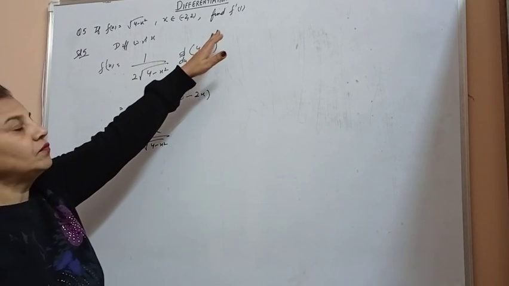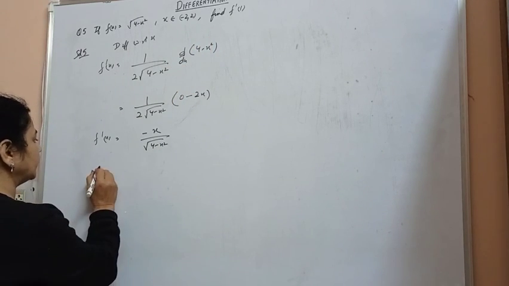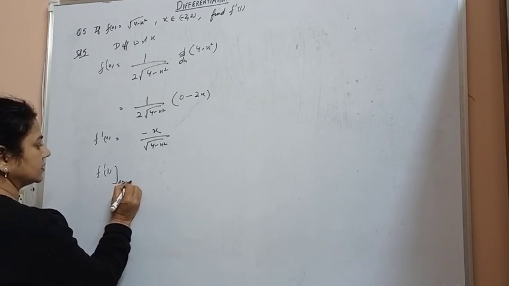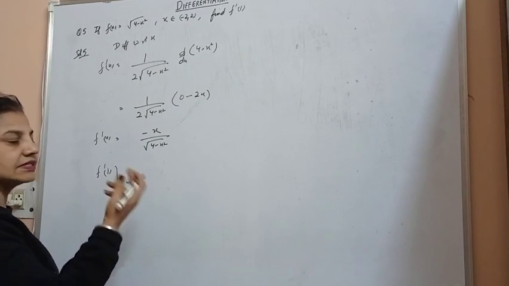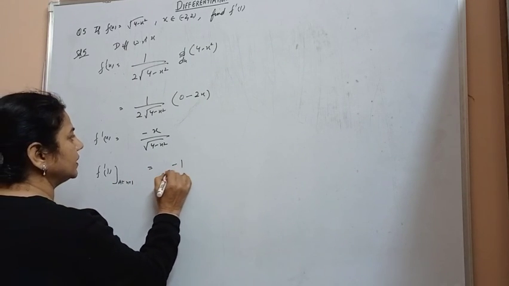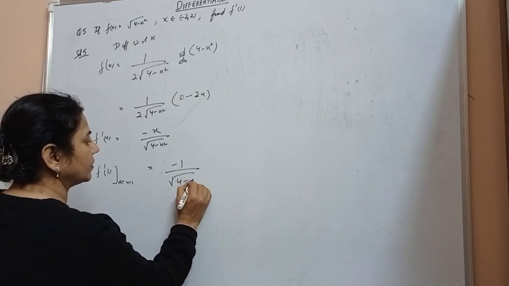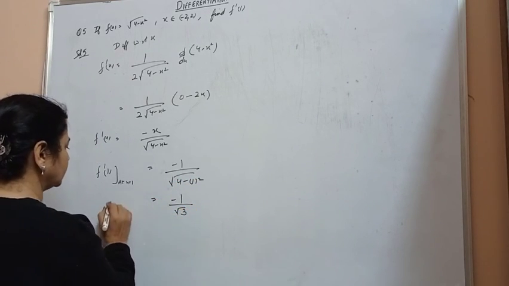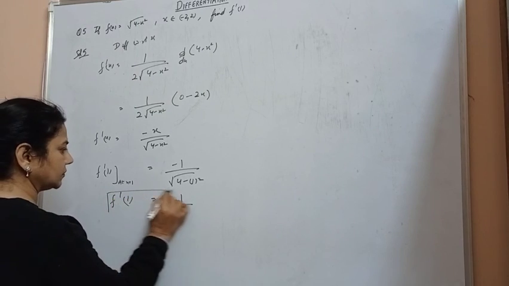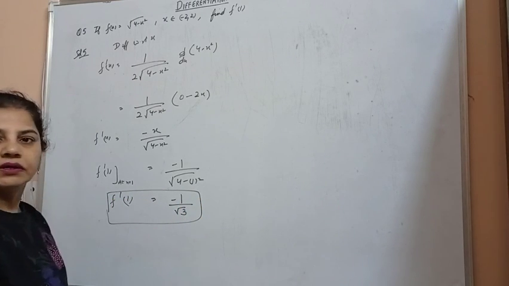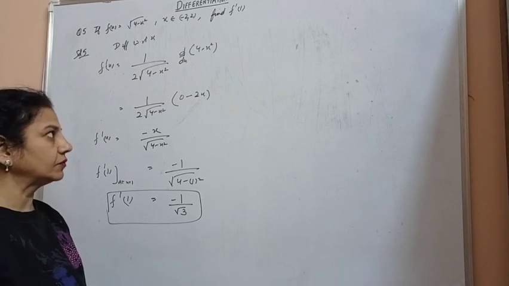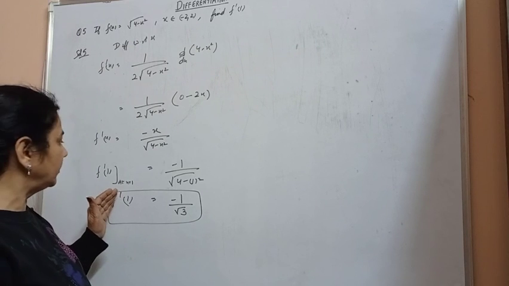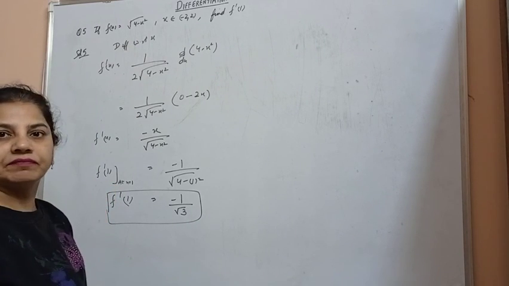But I have to get the value for f dash 1. So at x is equal to 1, I will get f dash 1. Wherever there is x, I put 1. I will get minus 1 upon under root 4 minus 1 square, which is equal to minus 1 upon under root 3. So the value of f dash 1 is minus 1 upon under root 3. This is how we have to calculate. First we calculate the derivative, and then wherever there is x, we put 1 to get the value of f dash 1.